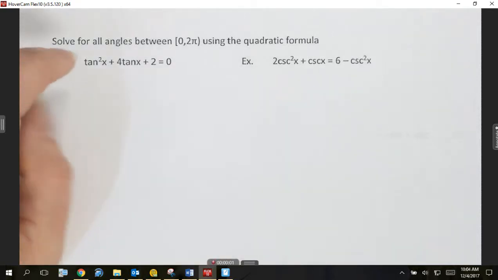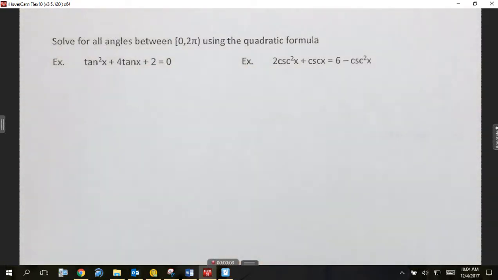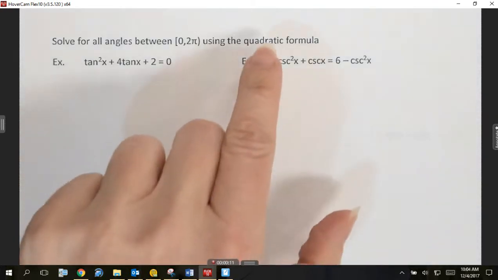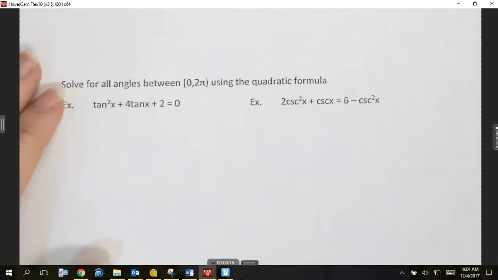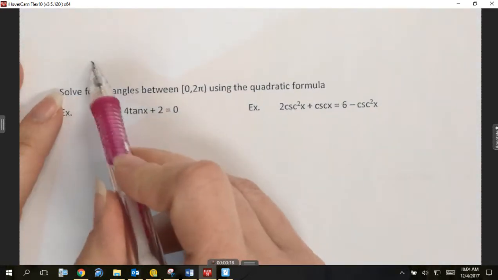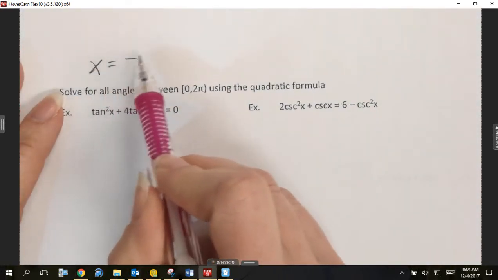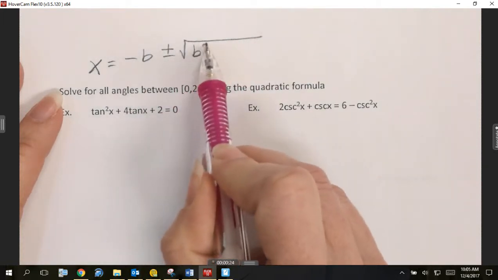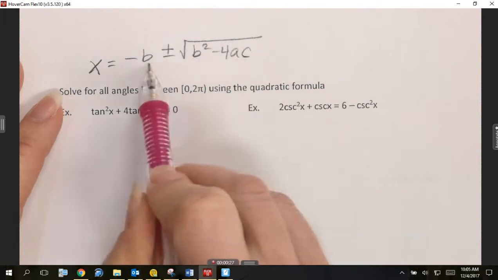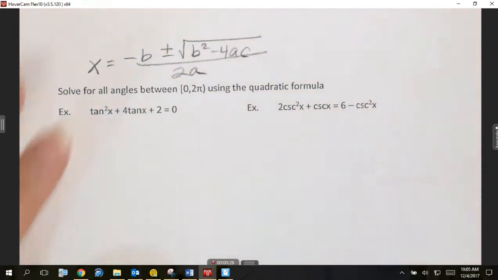All right, guys. So we're going to solve these using the quadratic formula. Why would we ever need the quadratic formula? Why can't I just factor? Sometimes you can't factor. So the quadratic formula always works, right? So let's go over what the quadratic formula is. x equals opposite b plus or minus the square root of b squared minus 4ac, all over 2a.